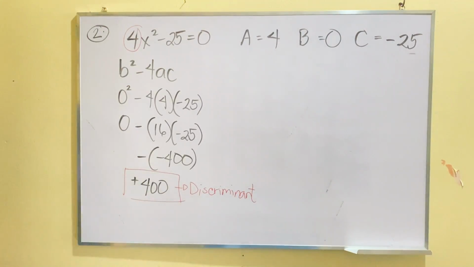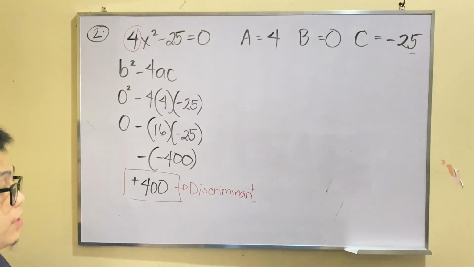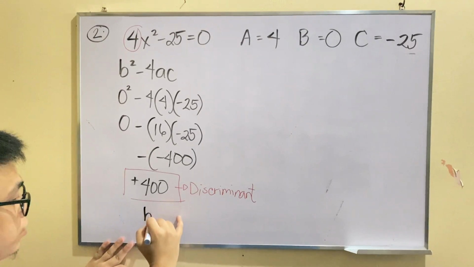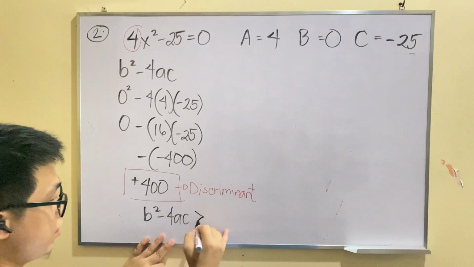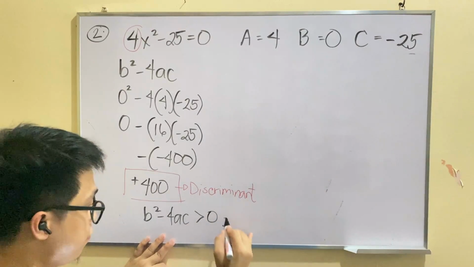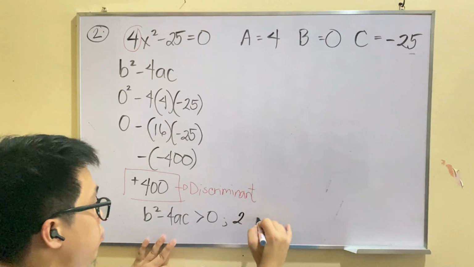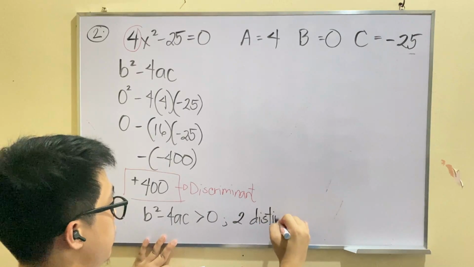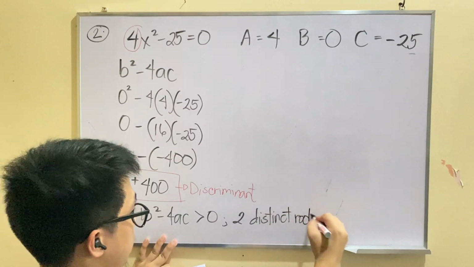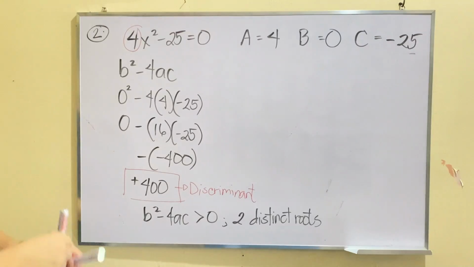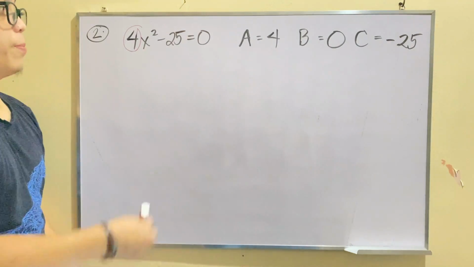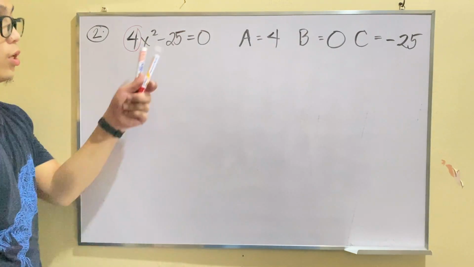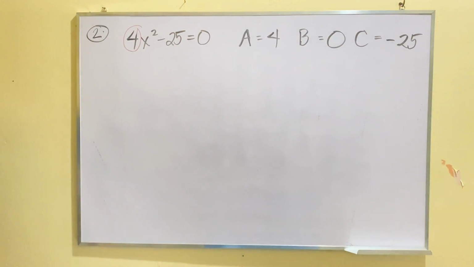So, saan siyang pumapatak na condition? So, pumapatak siya na condition is b squared minus 4ac, or ang discriminant natin is greater than 0. So, therefore, meron tayong two distinct roots. Dalawang magkaibang roots. Naintindihan? Okay? So, hanapin naman natin ngayon ang roots ng quadratic equation after nating malaman kung ano yung discriminant.